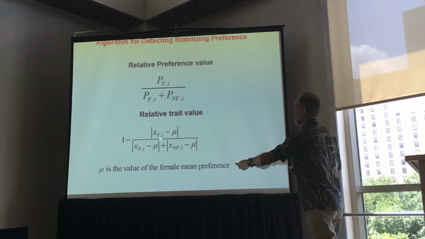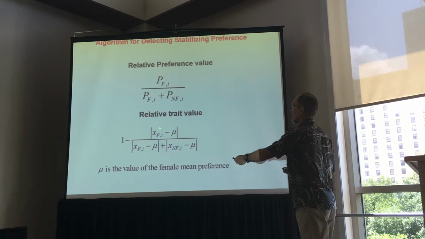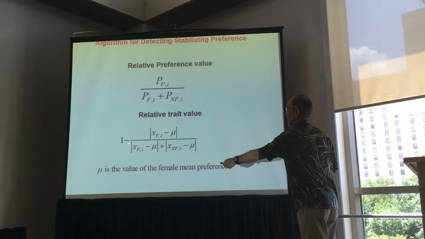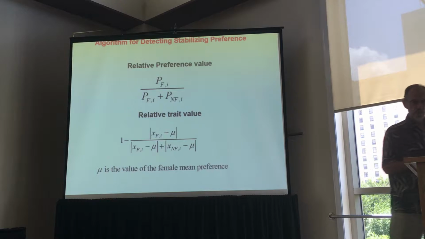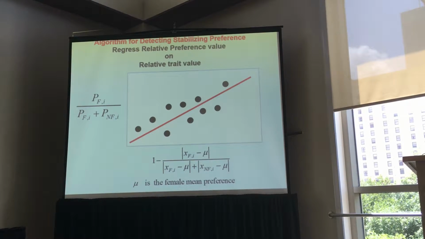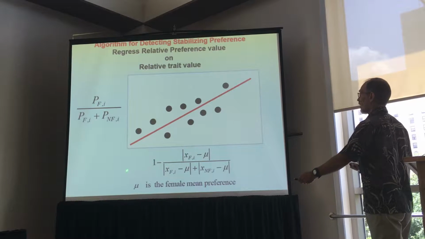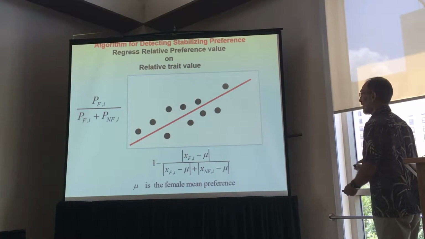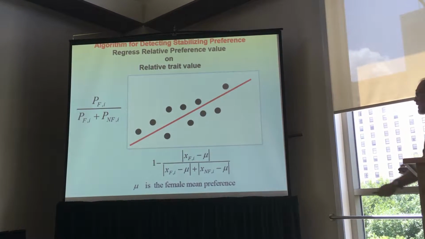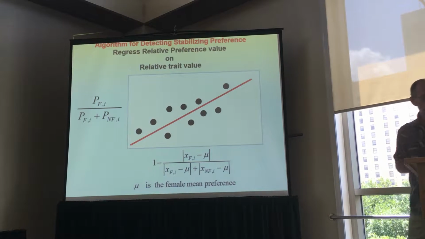So for example, if this focal male is exactly at mu, this would be 0, and the preference would then be 1. We then do the same thing that we did before. We regress the relative preference on the relative trait value. The problem we have, of course, is that we actually don't know what this value actually is.